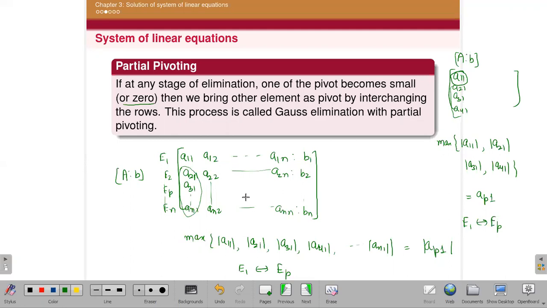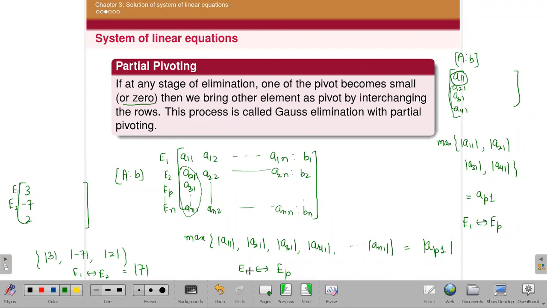Yes. We will take the absolute values, positive. Suppose for example I have 3, minus 7, then 2. I will pick up the 7 here, then you replace this E2 row with the E1 row, with minus 7 only.